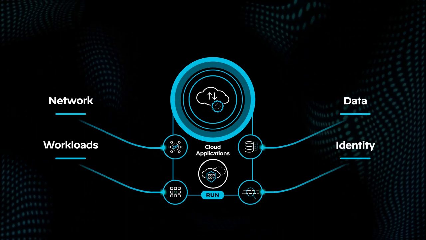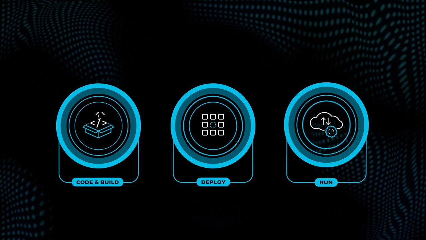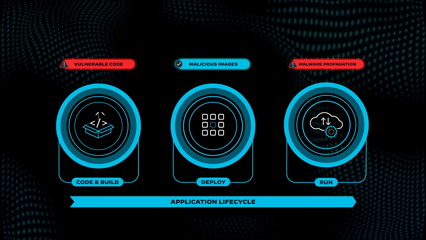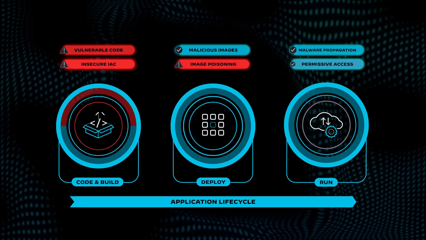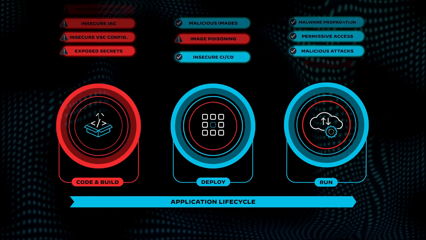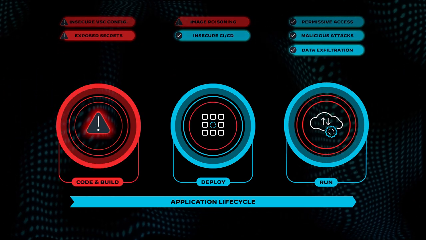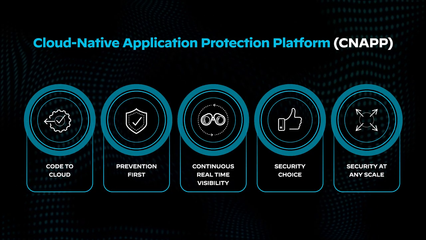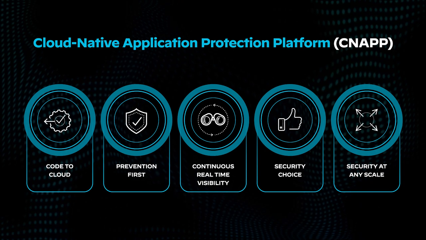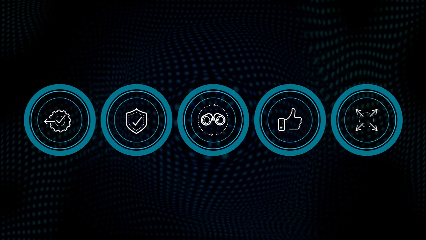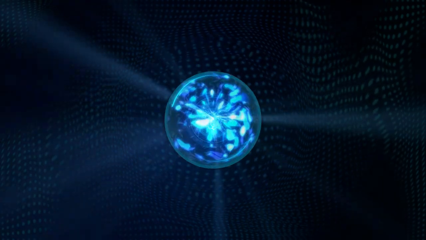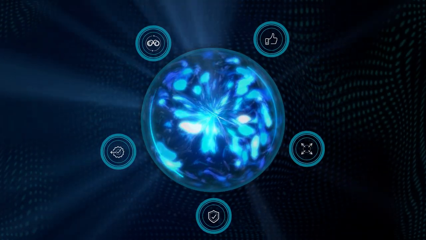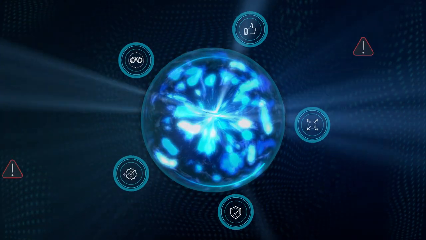The industry has traditionally addressed the threats associated with each application development stage with siloed point solutions. But what we need is a code-to-cloud CNAPP, cloud-native application protection platform. Cloud security needs to be built on a set of viable CNAPP capabilities. Comprehensive code-to-cloud security puts prevention first by leveraging real-time visibility and threat detection to stop attacks before they occur.